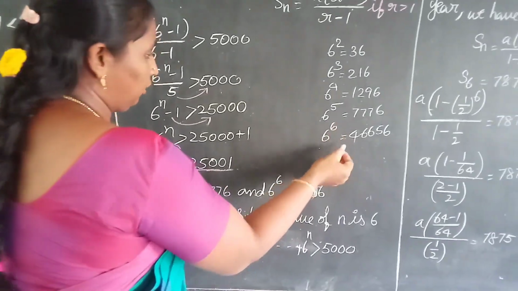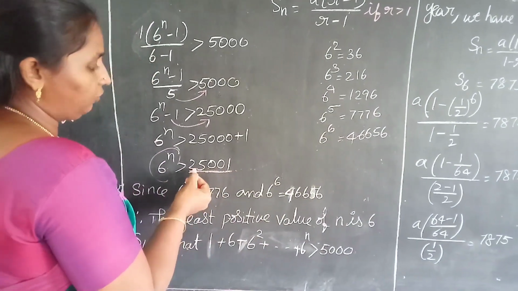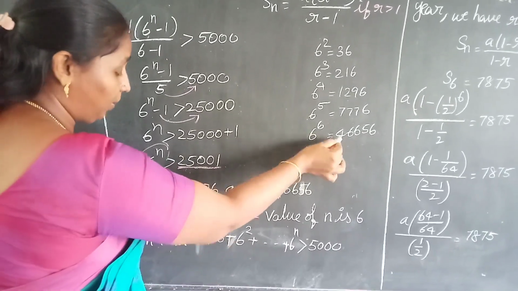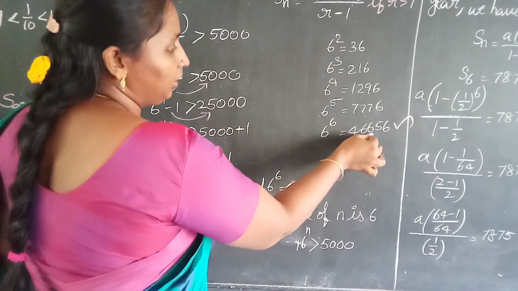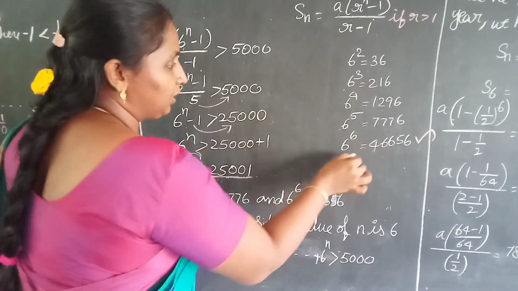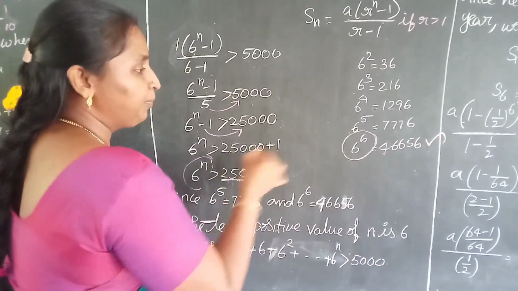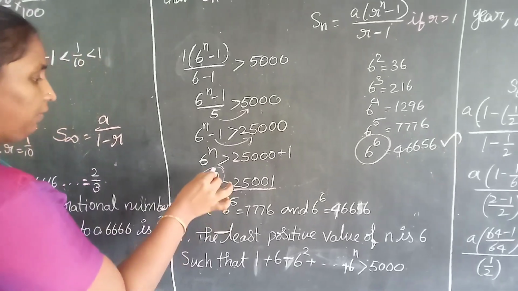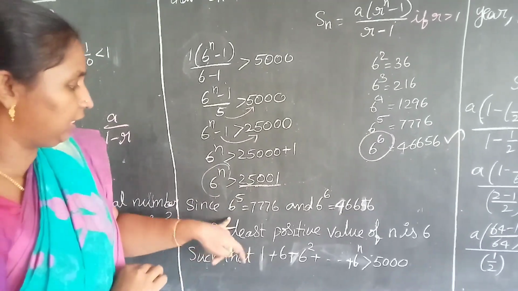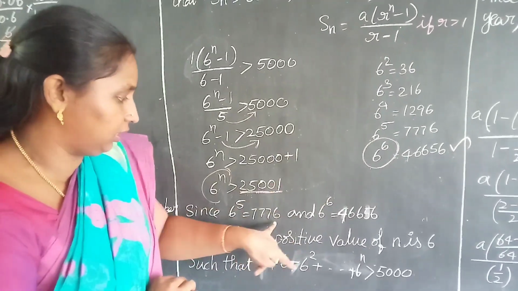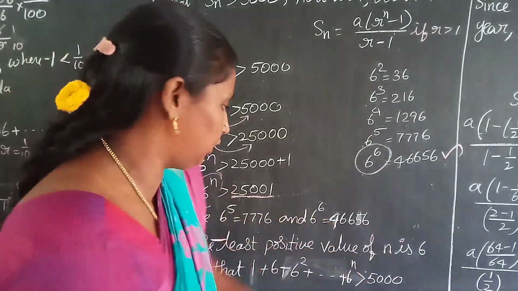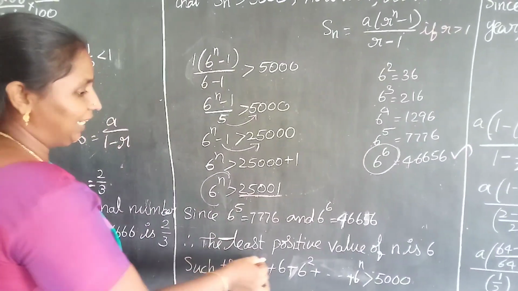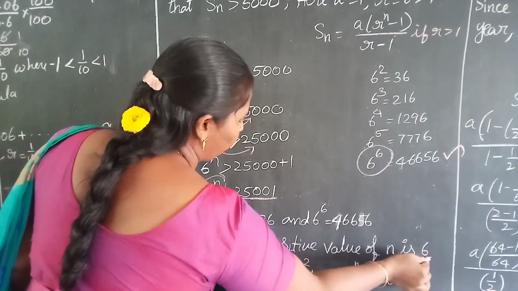Which is the least number here that is greater than 25,000? The least number greater than 25,000 is definitely this one, 46,656. So what is the power of 6 here? 6. So 6 power 6. So write this: since 6 power 5 is 7,776 and 6 power 6 is 46,656, the least positive value of n should be 6.